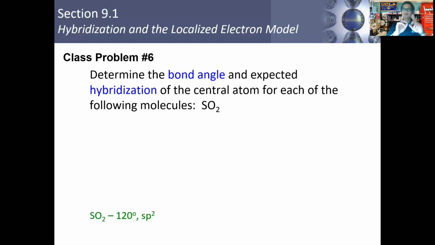We said that you only see the pi bonding interactions in double and triple bonds. So with the double bond, you can have a single sigma bond and a pi bond together to form that double bond.